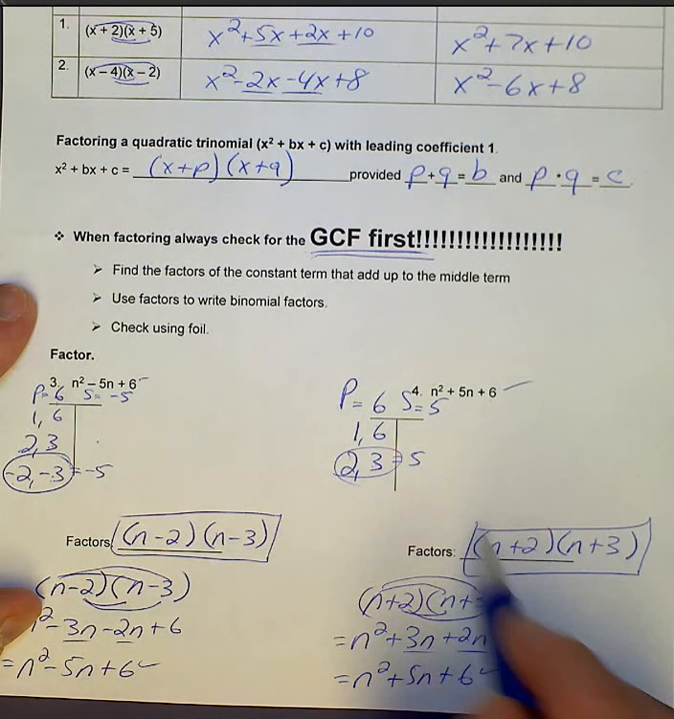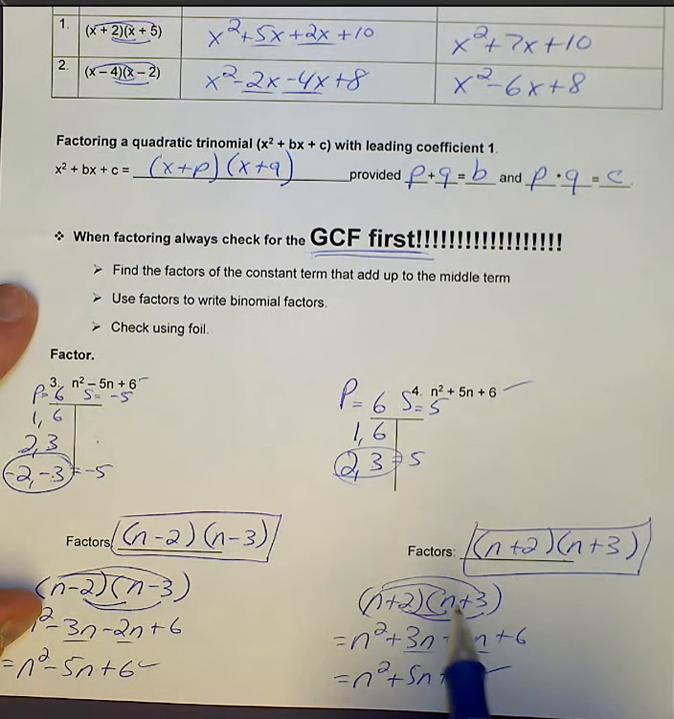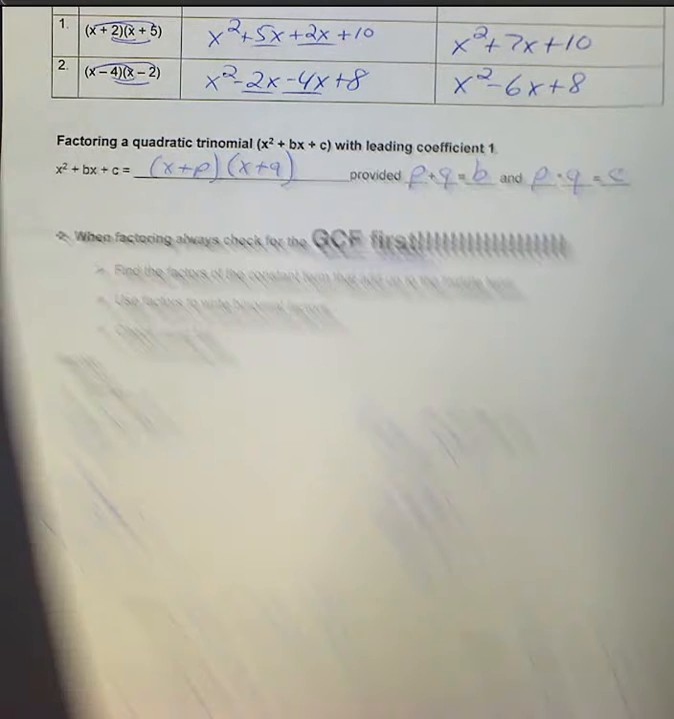I factored this and got this. And if I FOIL this back out, I got that back. So I know it's the right answer. Alright. So, let's do number 5.